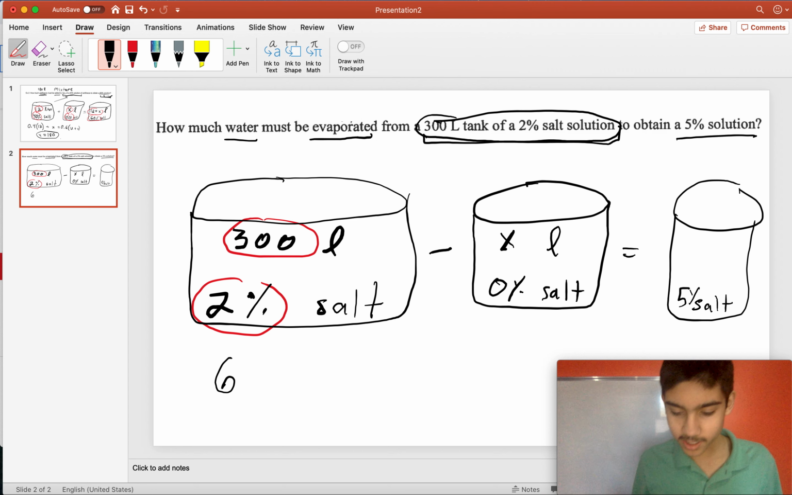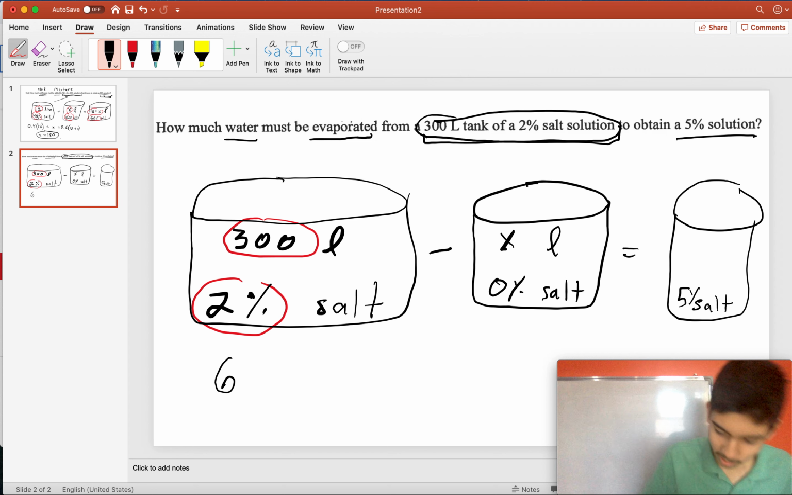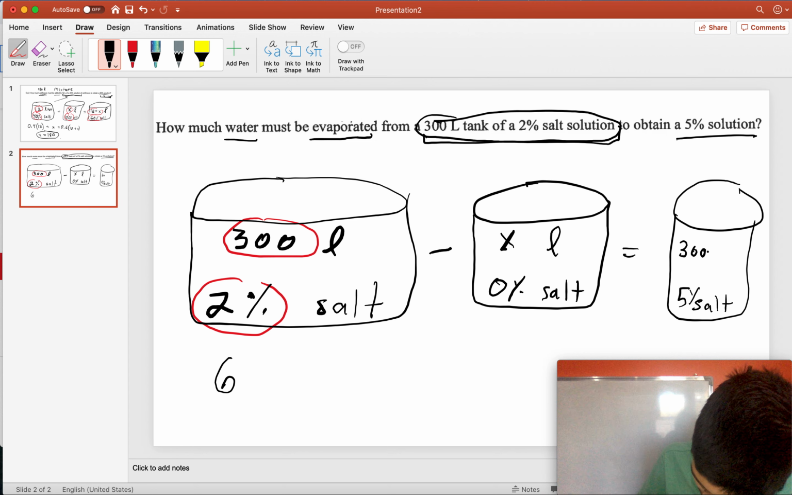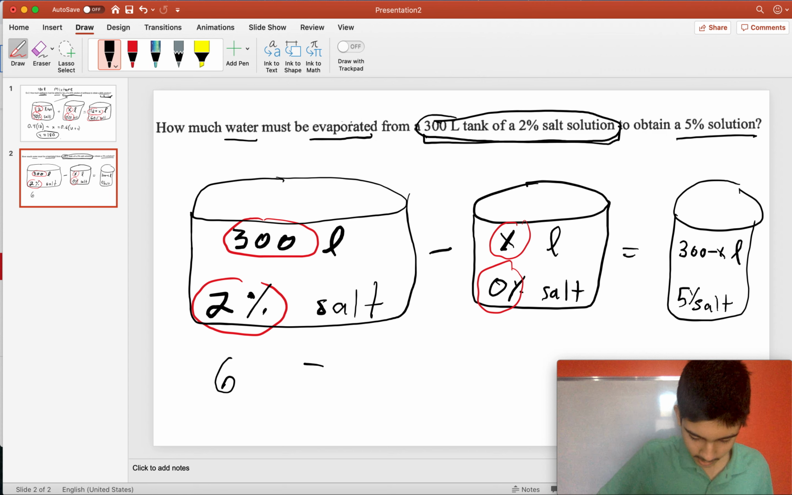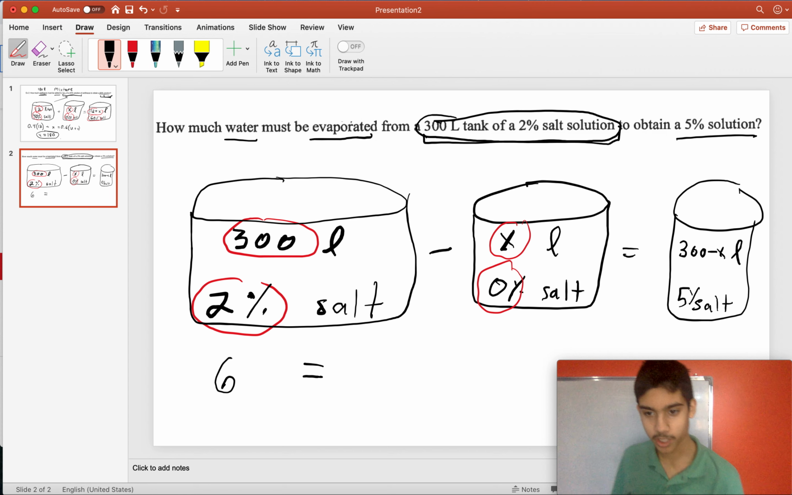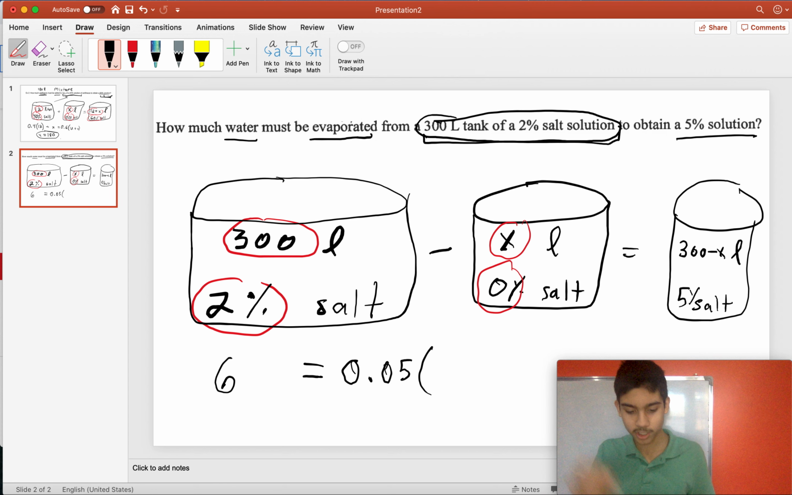And how many liters is that? Well, since we're taking one big tank and subtracting X, our final one is going to be 300 minus X liters. Okay? Now, we're going to write another equation. When we do 0 times X, we just get 0, because anything multiplied by 0 is just 0. And 6 minus 0 is 6, so we don't have to write that one. But on the right-hand side, again, we're taking 5% of the total amount. That will be only salt. So 5%, we can write it as 0.05 times 300 minus X.